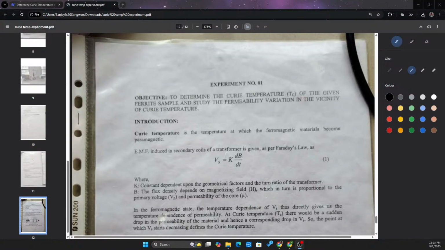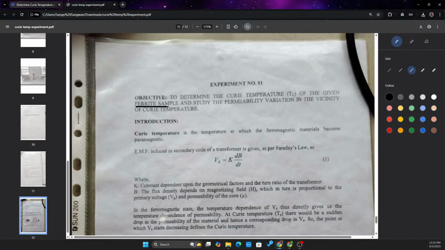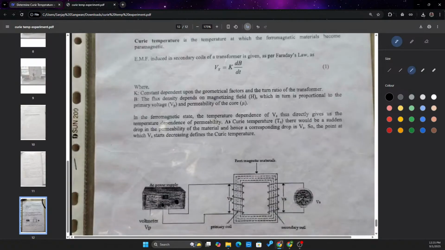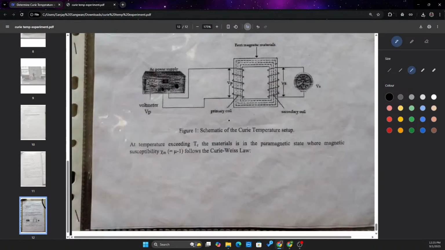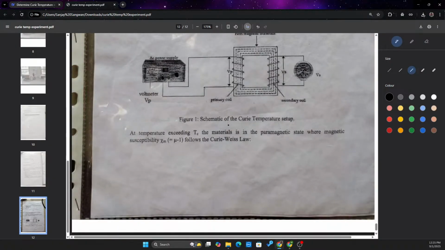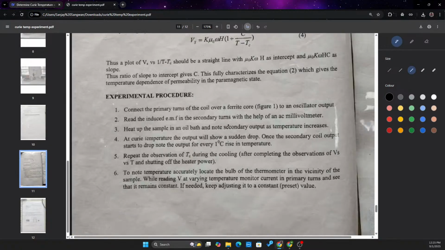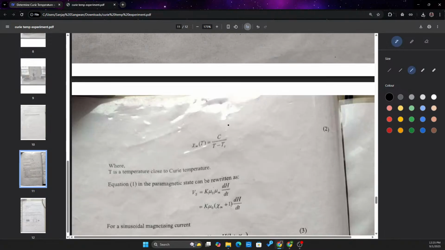Today I am going to tell you how to perform this experiment, in which we will determine the Curie temperature of the given ferrite sample and study the permeability variation in the vicinity of the Curie temperature. For that, this is the manual which we get for this experiment.